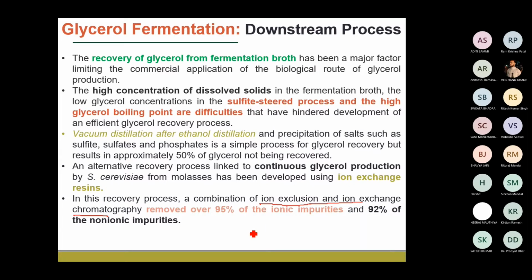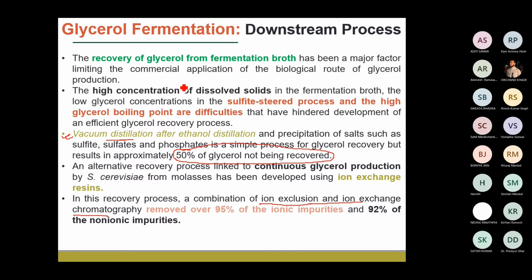And using these types of approaches, especially ion exclusion, ion exchange chromatography, or the carrier distillation techniques, it has been found that it will help in improvement in extraction. Because in the traditional vacuum distillation, it was observed that only 50% of the glycerol that is there can actually be recovered. So to obtain 99% recovery, we have to go for the carrier distillation techniques.